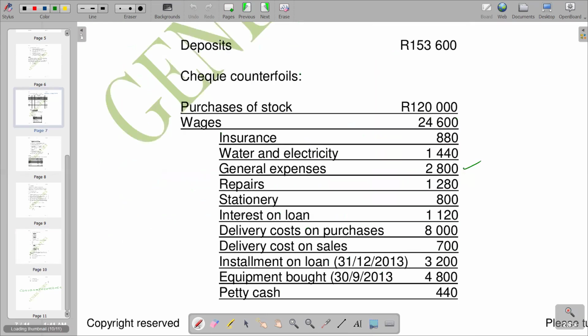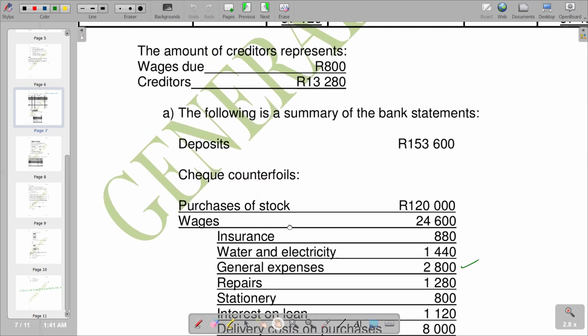Then from repairs, we have our stationery, which is 800. So stationery 800 indicates the actual stationery that was paid for, that was purchased. So what we want is the stationery that was used, the amount of stationery that was used, which is going to be an expense. So we check if we've got any additional stationery that was purchased or any stationery that we had at the beginning of the period, we add it to the one that was purchased. Then we subtract what is remaining at the end of the period. That's how we can get what was used.